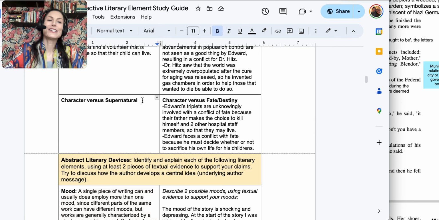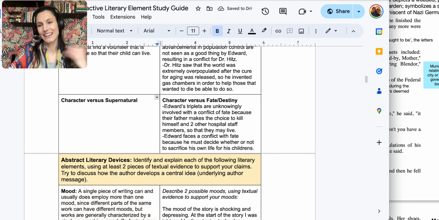I guess for character versus supernatural, this whole situation doesn't exist, right? But technically it could. So I don't think you could leave this one. If you were able to write about a character versus supernatural, I would love to read it.